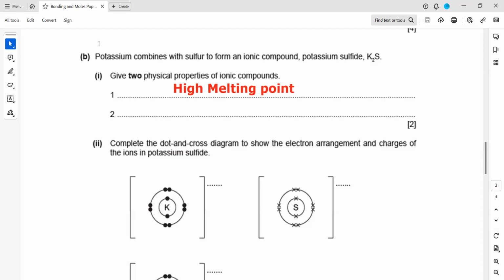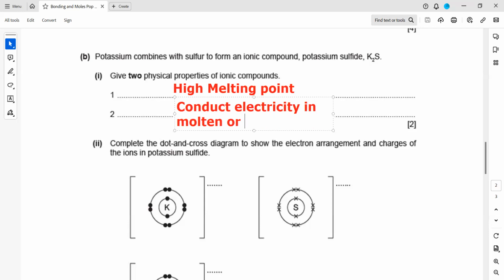The second thing, you can mention the conduction: it can conduct electricity in molten or in aqueous state.